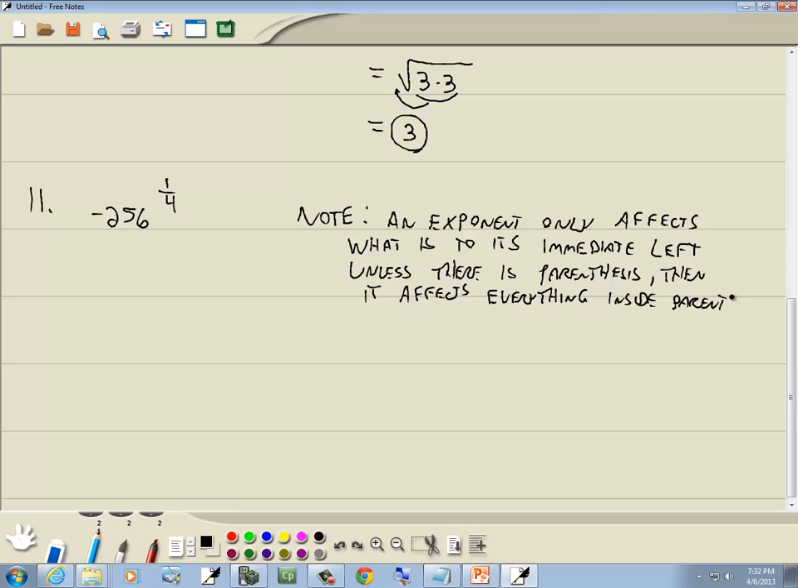And I'm a slow writer. I'm getting there. Okay. An exponent only affects what's to its immediate left unless there's parentheses, and it affects everything inside the parentheses. So this 1/4 power you see here only affects the 256. It doesn't affect the negative. So we're going to write this back in the radical form. So this is going to be 256 to the first power. Again, whatever your denominator is, the 4, that's your index. So that goes right there. And whatever number's up on top here, that's your power. That goes right there.